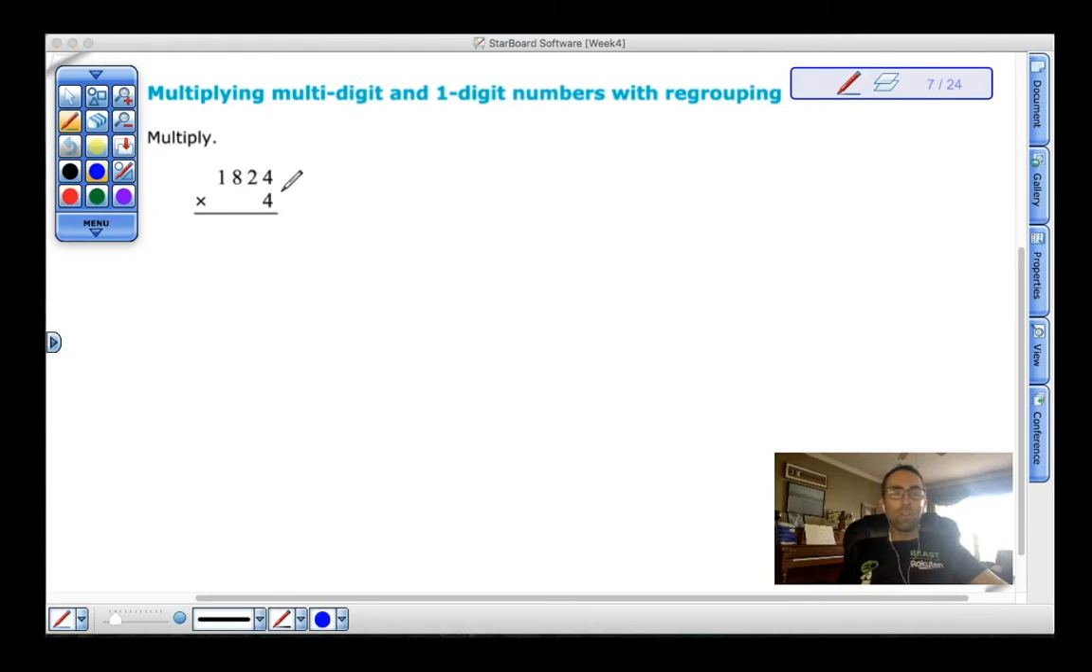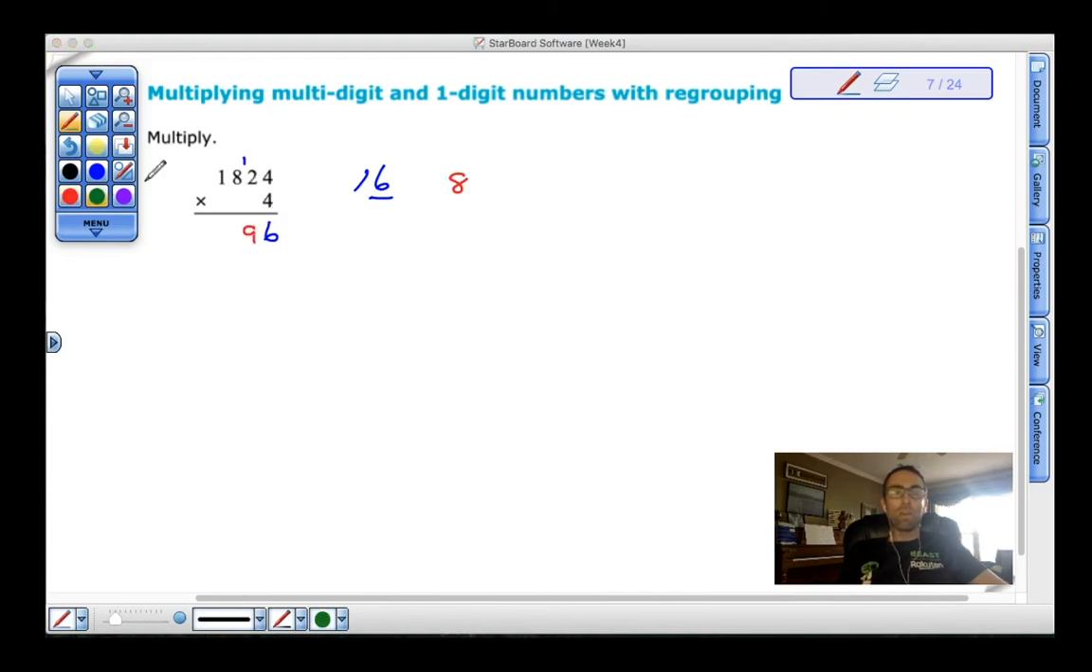So let's start with my 4 times 4. 4 times 4 is 16. So I put my 16 down. This 6 is my last digit, so that's going to come right underneath that 4 and 4. I'm going to bring the 1 up to the top. I then have 4 times 2 is going to be 8. 8 plus that 1 gives me an answer of 9, so I can put a 9 right there.